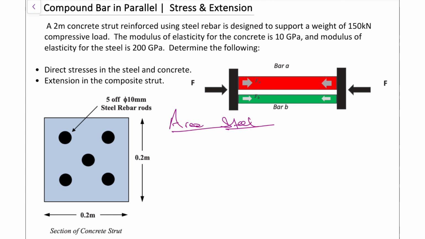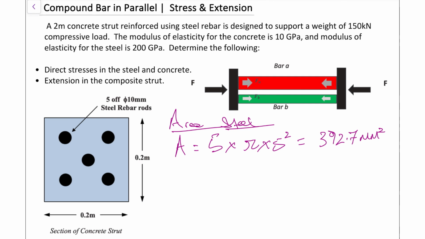So area for the steel, let's just use A equals. It's 5 of them, so that's why we're having that 5 there. So 5 multiplied by pi times radius squared. So let's use 5 squared there for our radius, and that will give us 392.7 millimeters squared. So that's representing the area of the steel.